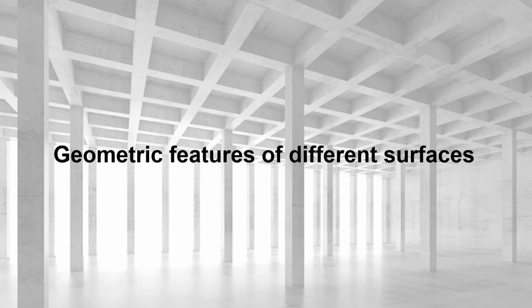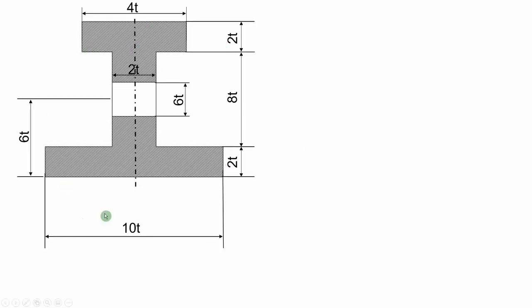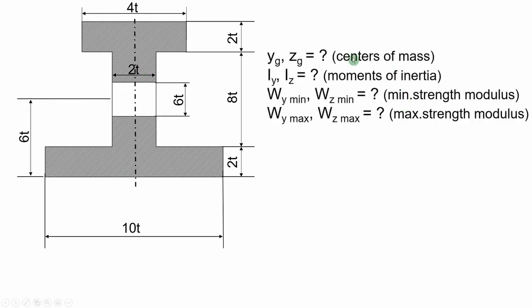Hello everyone. Today we are going to talk about geometric features of surfaces of different structures with various cross sections. I will show you how to calculate these features using the following exercise. We have this cross section here and we have to calculate the following parameters: centers of mass, moments of inertia, and the strength moduli. It's very important to take into consideration the order of the parameters that I've just mentioned.